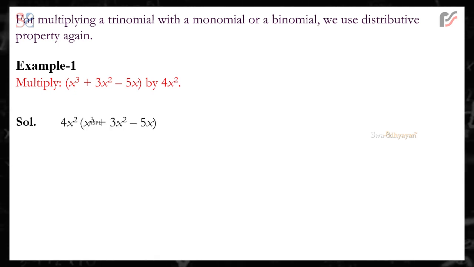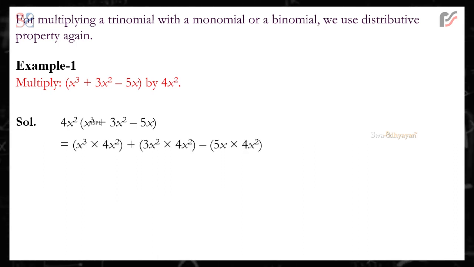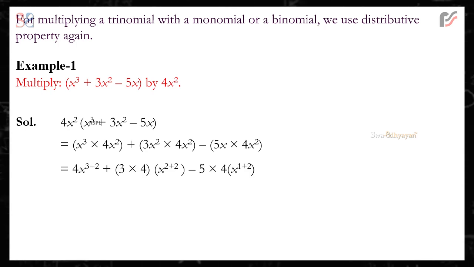Solution: 4x² into (x³ + 3x² − 5x) is equal to (x³ into 4x²) plus (3x² into 4x²) minus (5x into 4x²), which is equal to 4x^(3+2) plus 3 into 4 x^(2+2) minus 5 into 4 x^(1+2), which is equal to 4x⁵ plus 12x⁴ minus 20x³.